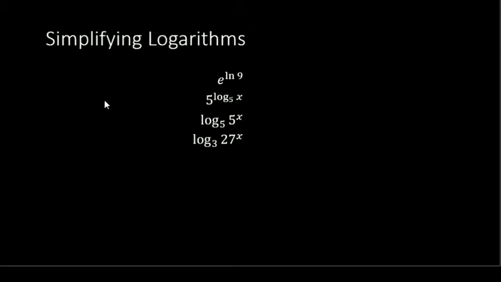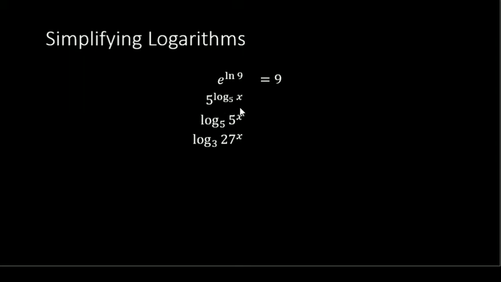So next, simplifying logarithms. I already mentioned logarithms and exponentials are inverses. They undo each other. So when you have a situation where you have an exponential expression and a logarithmic expression, and they have the same base, so here you've got e, and then ln has base e, they're going to cancel each other out. So e to the ln of 9, the e to the and the ln of are going to cancel, leaving just 9.